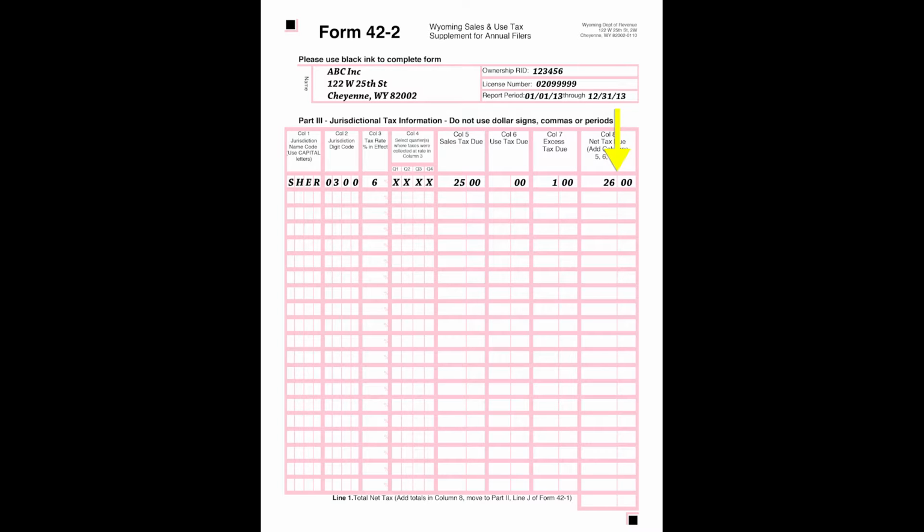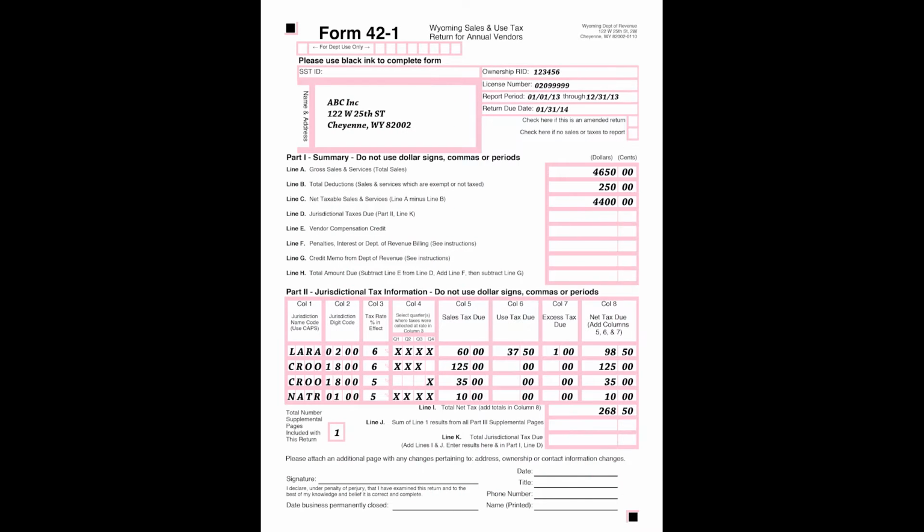Once you have recorded all your sales, then those totals will be added together and listed at the bottom of the Form 42-2. Then you will carry that figure over to the Form 42-1 and enter it into line J. You will then indicate the number of supplemental pages that were used in the box provided. Since we only used 1, we will indicate this here. At this point, you will add lines I and J together and place the total into line K. Then this figure will be carried up to line D for the total jurisdictional taxes due.